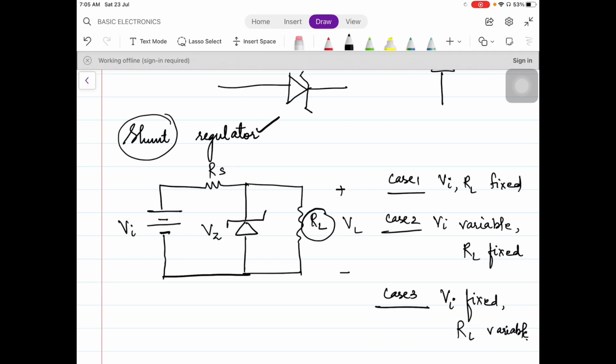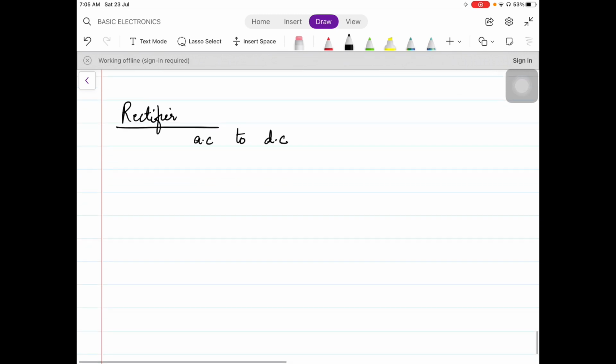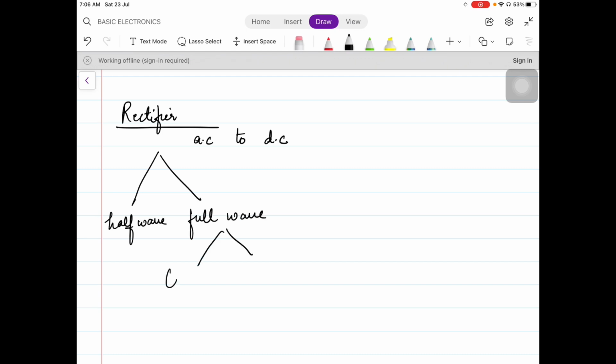All right. Now the next topic that comes is rectifiers. And what is a rectifier? Rectifier converts AC into DC, pulsating DC. All right. Now rectifiers are of two types, half wave rectifier and full wave rectifier. And full wave rectifier are of further two types, that is center tap rectifier and bridge rectifier.